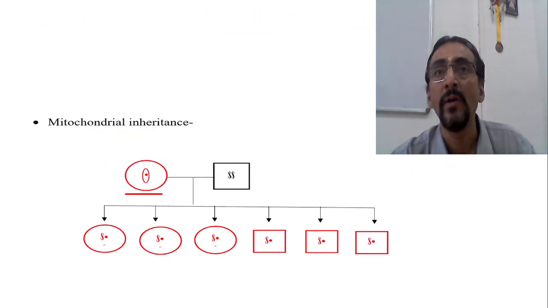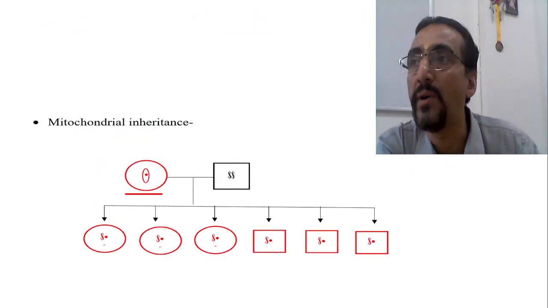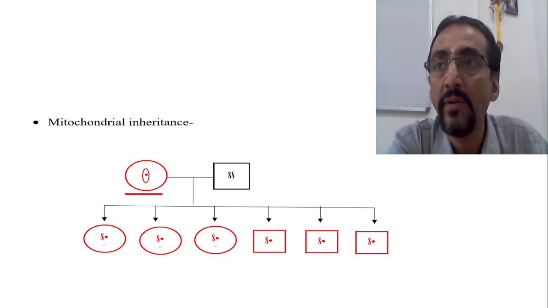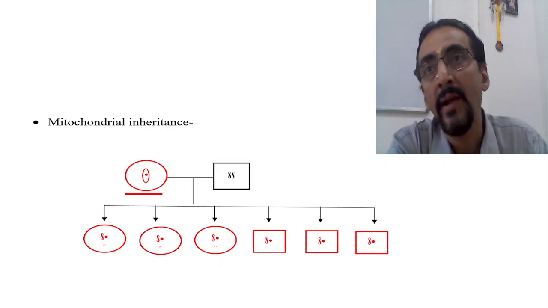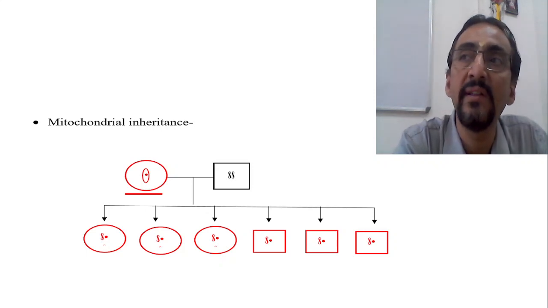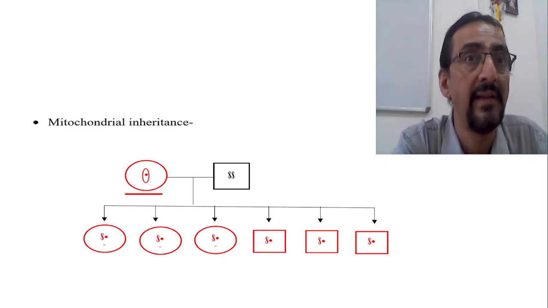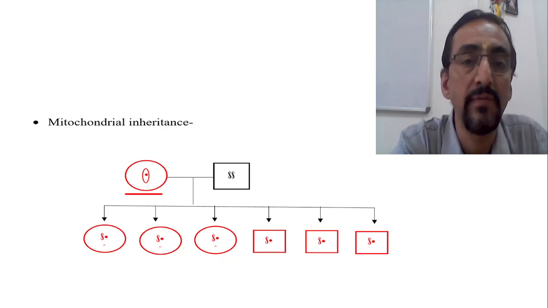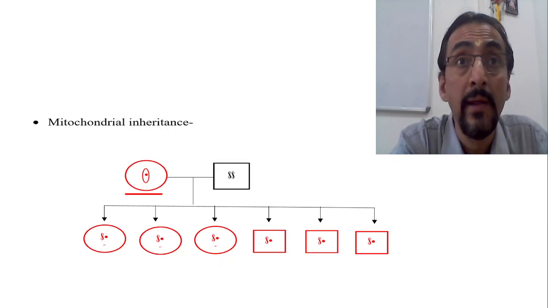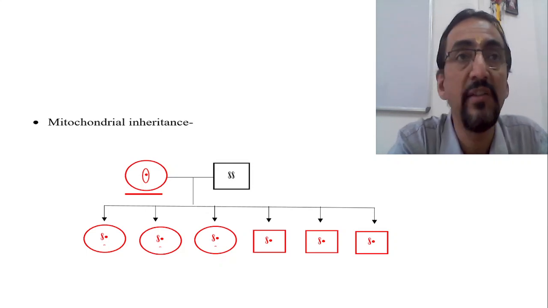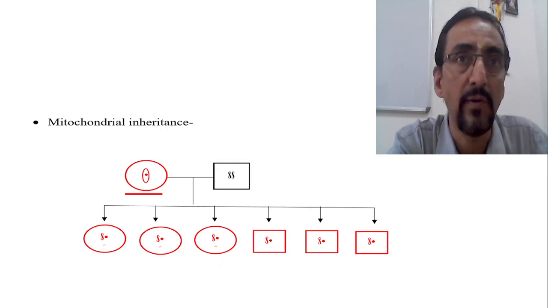So thus we have completed three important things: dominant disorders, recessive disorders, and mitochondrial inheritance. These are the three important things which we consider under the Mendelian type of genetic disorders. So with this we completed the basic information of genetic disorders, especially single gene disorders.